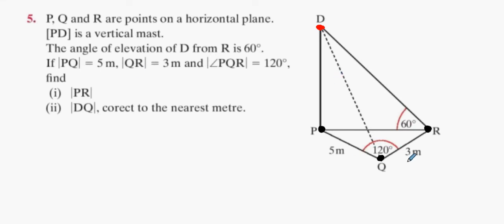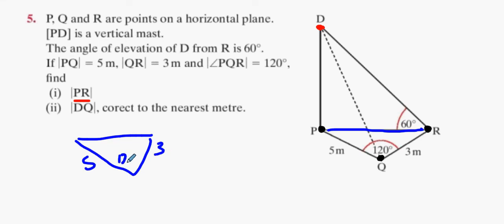3 and 5. We want to find out what PR is, and we have enough information to find PR. So we're using the triangle PQR. Does everybody see PQR? All three of them are at the same level. They're all on ground level. This means it's a standard triangle. So we're going to use 5, 3 and 120. We're going to use the cosine rule. Is that okay with you guys?